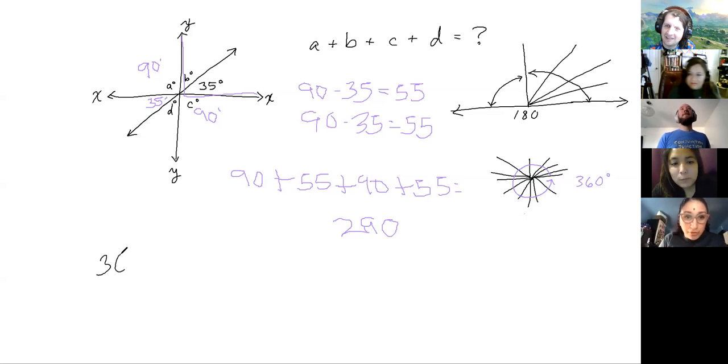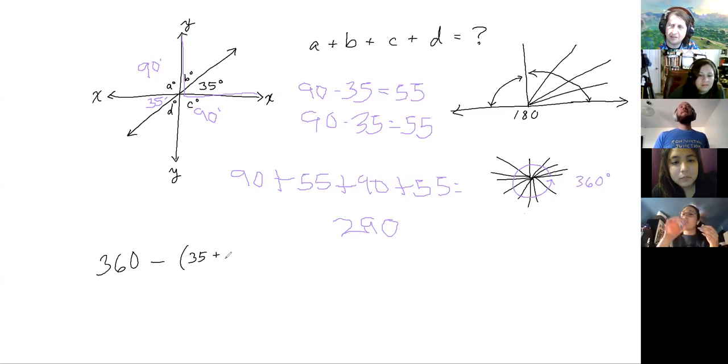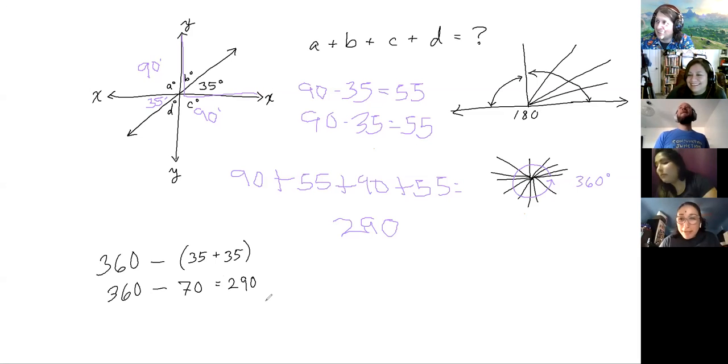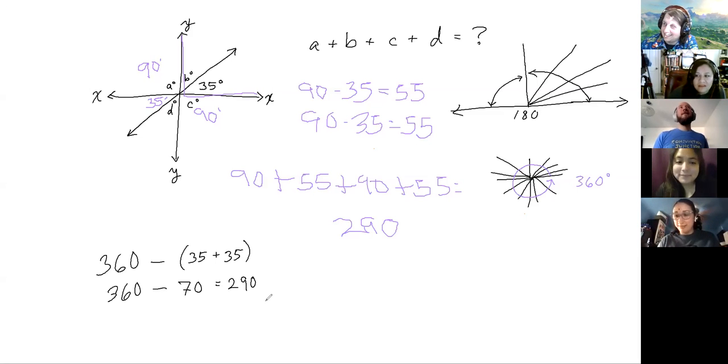Right, so yeah. Minus 35 plus 35. This would certainly be a quicker way to get the same thing, which is A minus 70 equals 290. But yes, I would say so. I took the long way. My bad. That's okay. You got there. That's great.